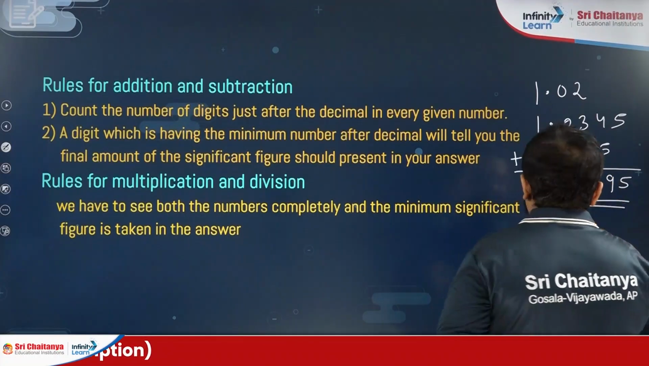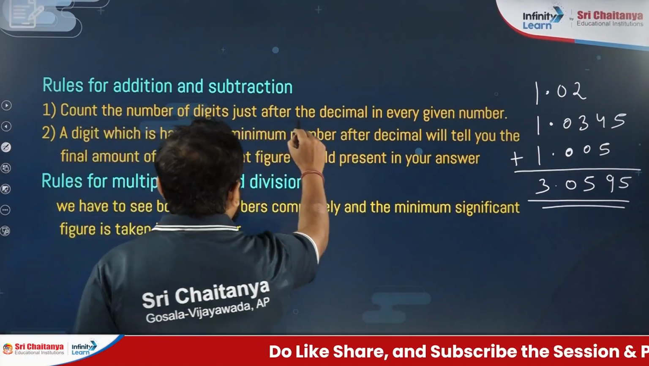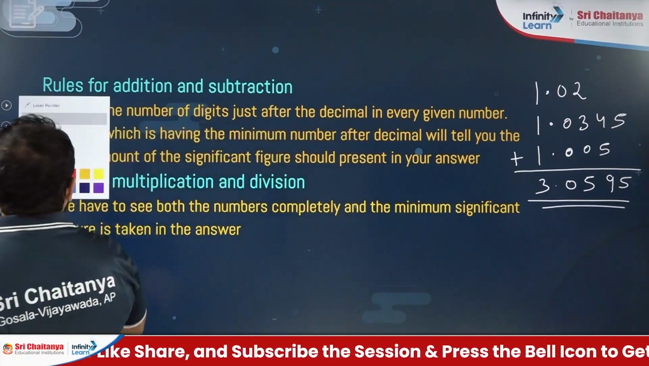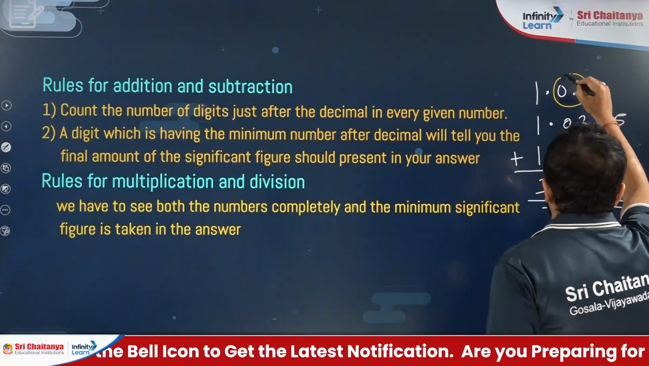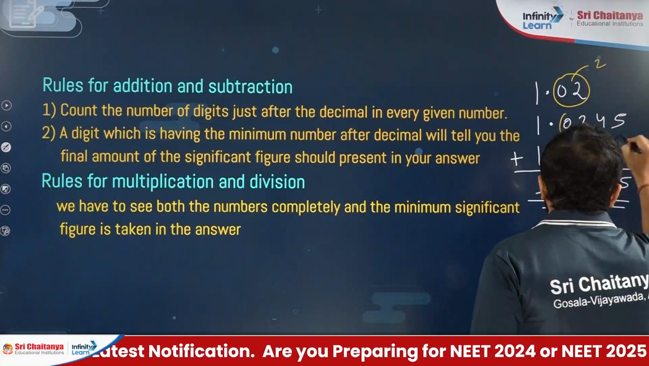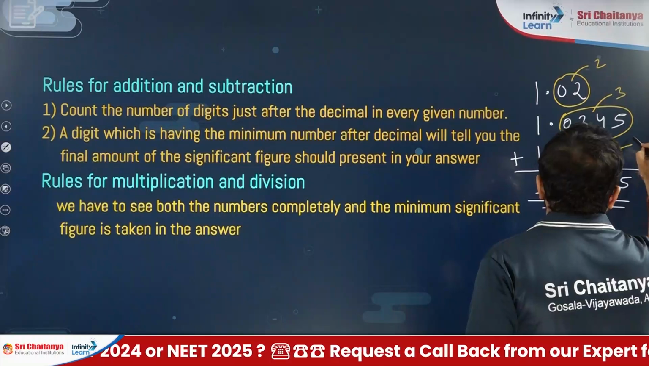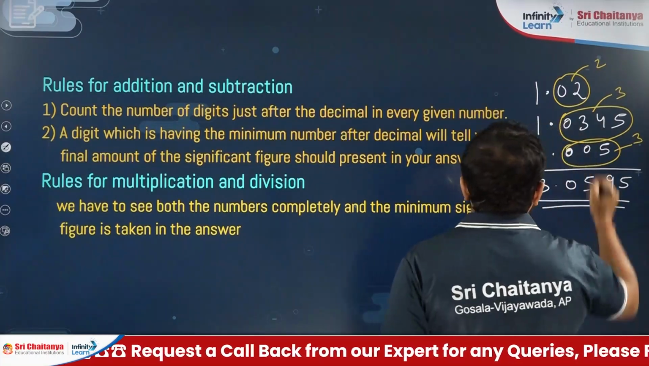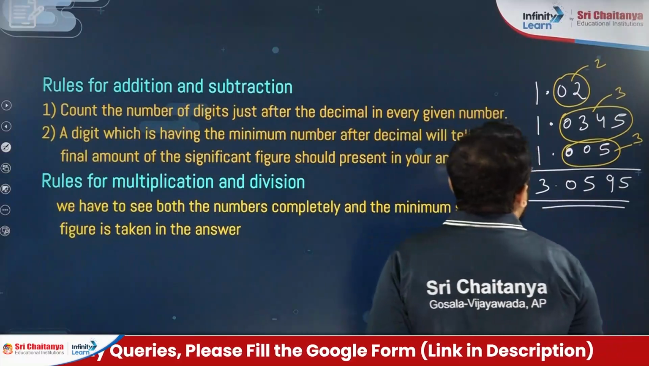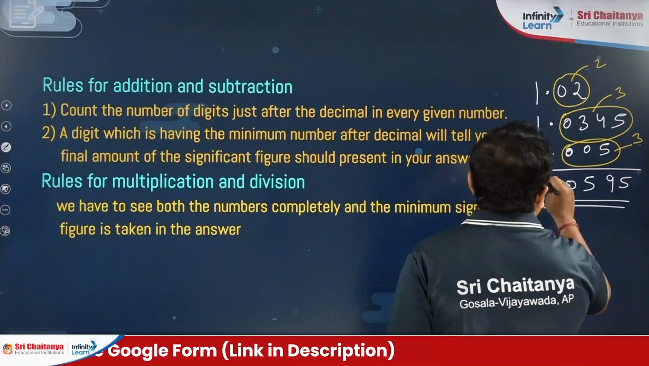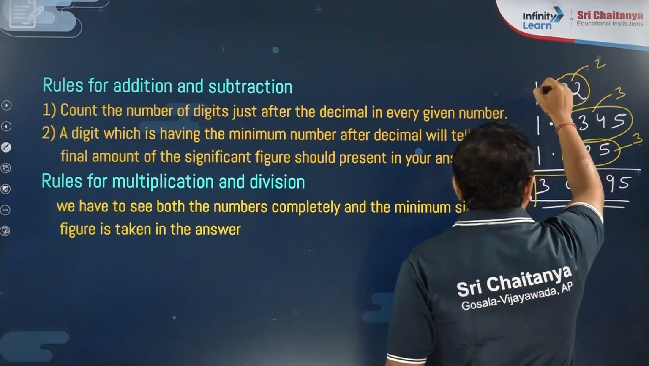So up to which digit do I have to check? What is the line saying? Count the number of digits just after the decimal, that is, the digits existing just after the decimal. Here there are 2 digits, here there are 3 digits, and here again 3 digits. So which is the minimum? 2 digits is the minimum. So my answer will be in the form of 2 digits after the decimal.